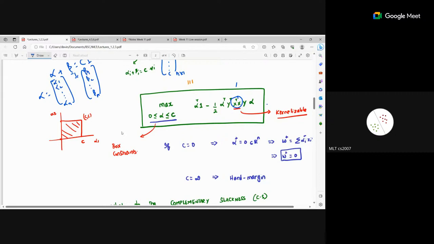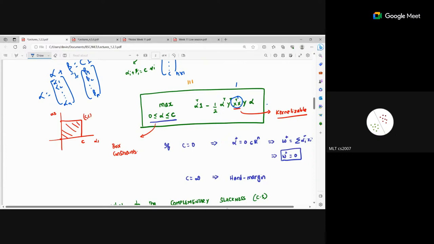Now when you're talking about alpha here, since I told you this, c is a vector. Basically, whatever alpha you have, it's going to be within these constraints of 0 to c. Until now, are you able to follow? Yes, sir.